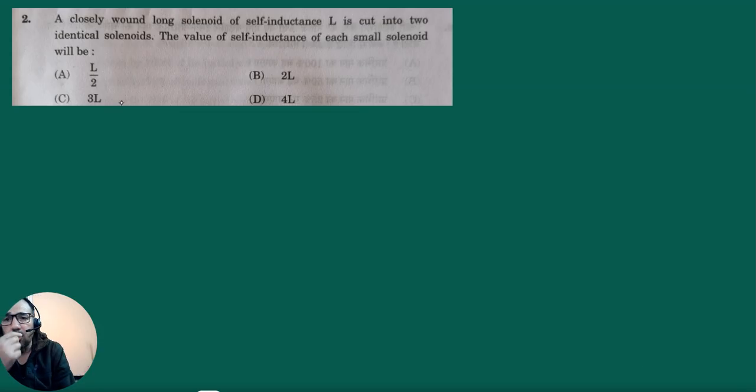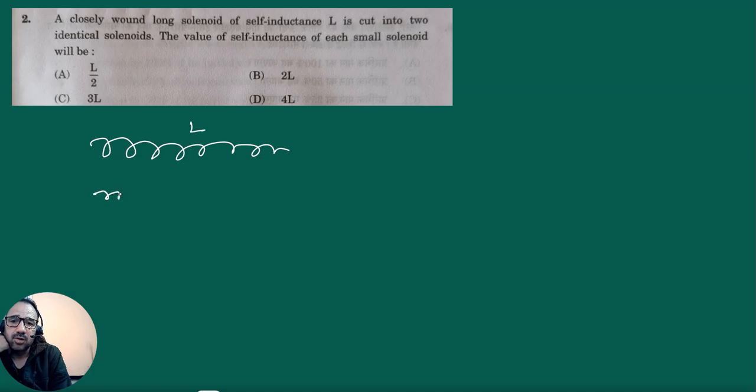A closely bound long solenoid of self-inductance L, let this is the solenoid. Its self-inductance is L. Now it is cut into two equal parts. Suppose that it has n number of turns and current flowing is I. So here, if you cut it in two halves, number of turns becomes half. Here also number of turns becomes half. I hope it's clear to all.